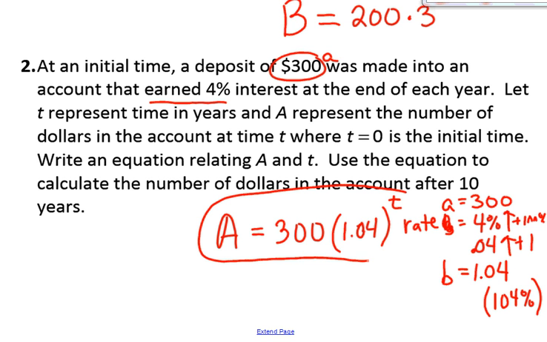So this is my equation. All right, then they ask us to use that equation to calculate the number of dollars in the account after 10 years. 10 is a year, so that's a time. So now using my equation, we're going to plug 10 in for T and then see what you get. And you're going to have to probably use a calculator for this. So this is 300 times 1.04 to the 10th power.